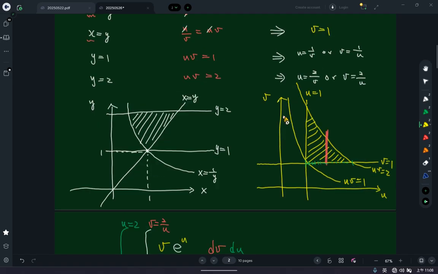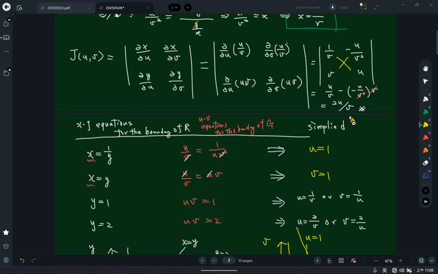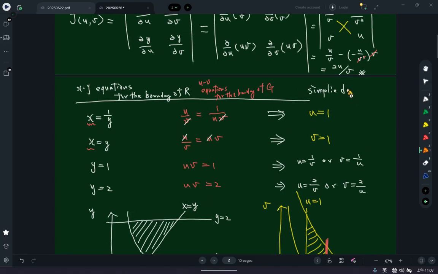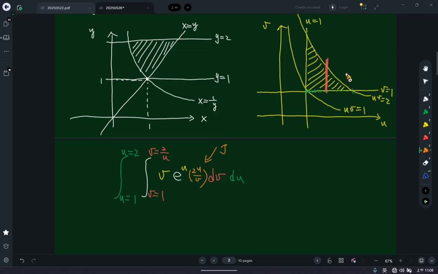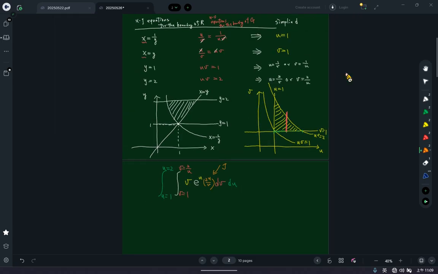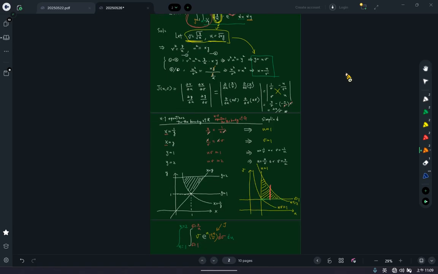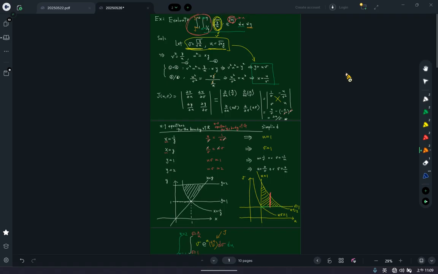But don't forget that we need to add in the Jacobian. The Jacobian is this one. Jacobian is 2u over v. So this is the Jacobian, 2u over v. Right? So let me just make it smaller so you can have the whole picture.